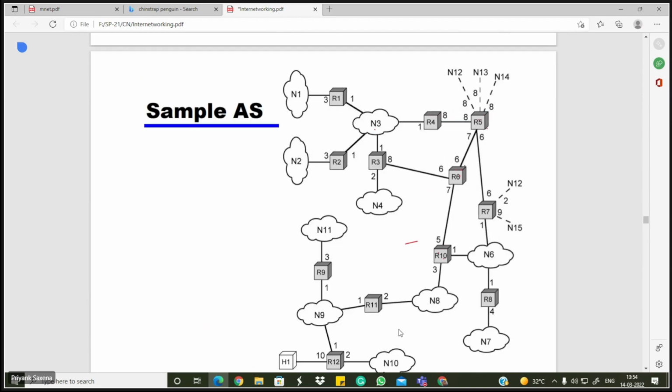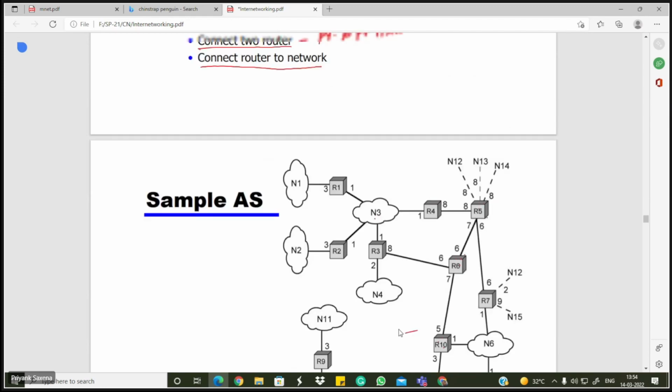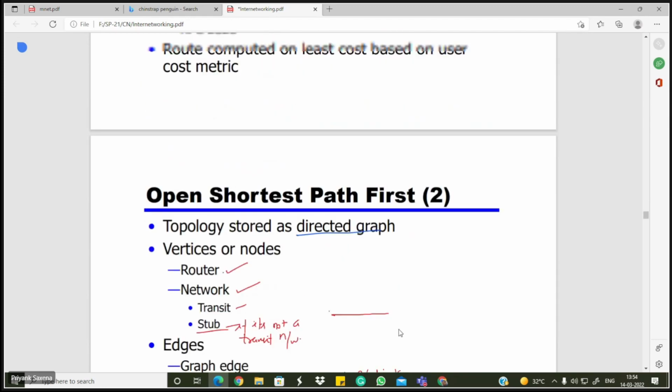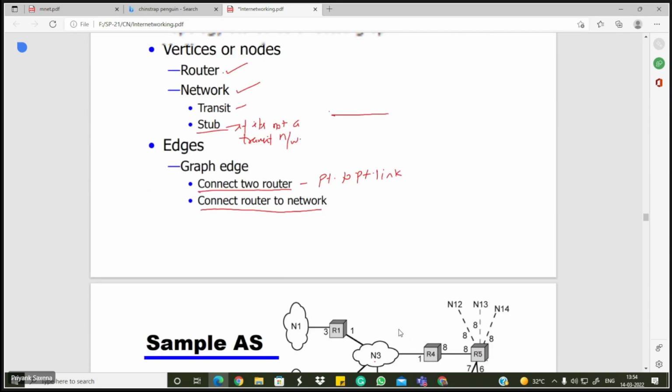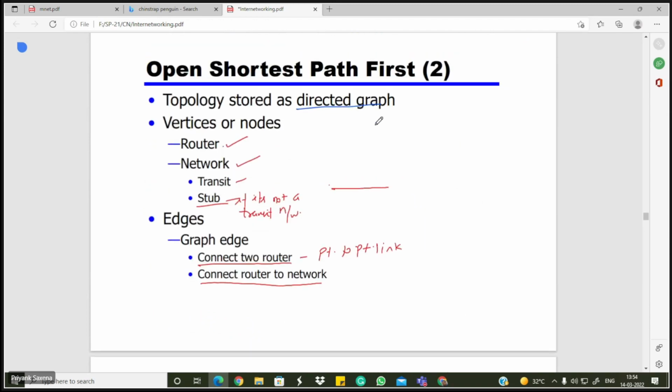So this OSPF is a protocol which is based on a link state routing protocol, LSP, and each node stores the topology of the network. So the topology is stored as a directed graph. So first of all, we have to make a directed graph. Then we find out the shortest path tree from that particular node.